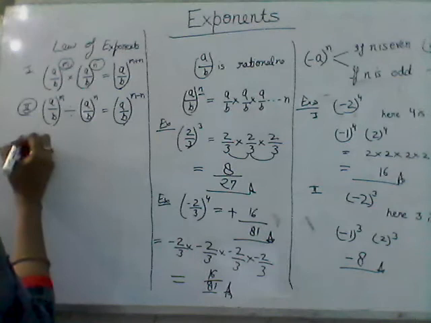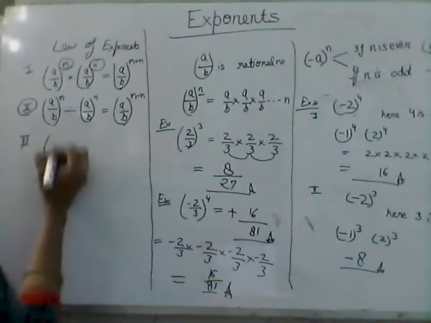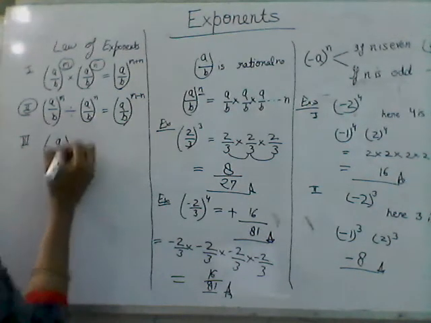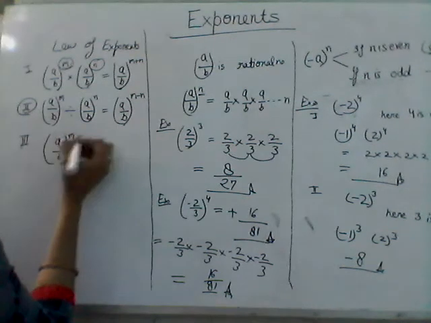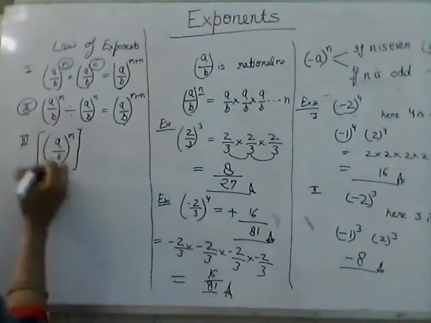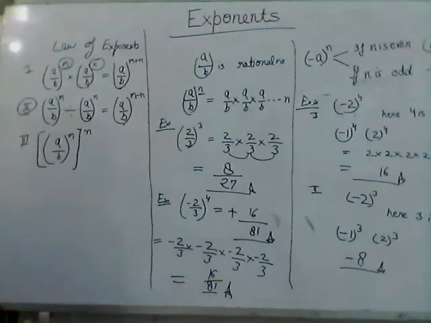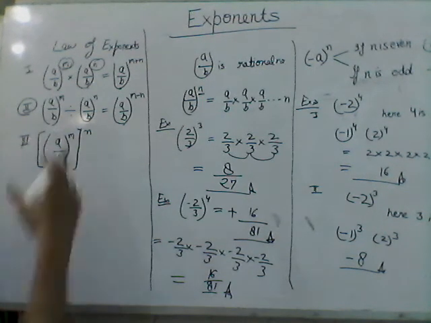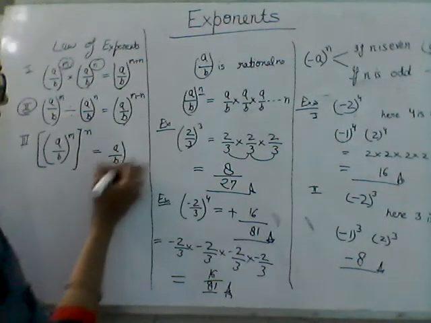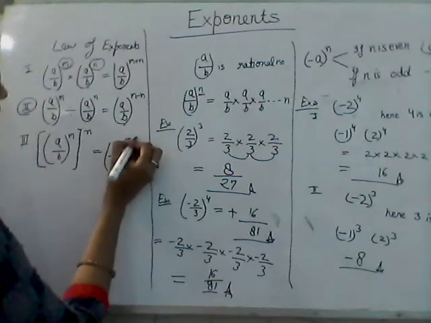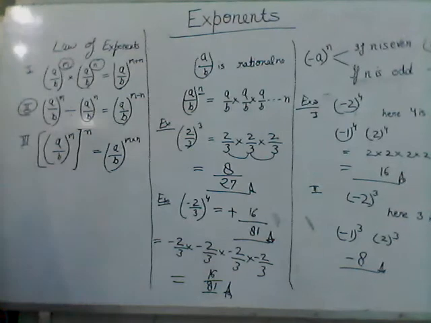Next, the third law is: if any rational number a upon b to the power m is raised to the whole power n, then we multiply both powers, m multiplied by n.